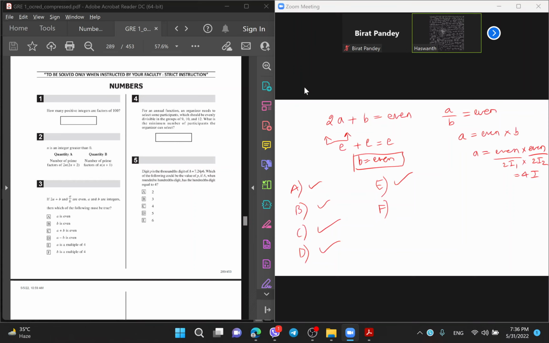Whereas regarding B, we cannot say that, because all we know is B is an even number. If it is an even number, is it also a multiple of 4? That we don't know. But regarding A, we are able to select that option because A is a product of even numbers. It will definitely be a multiple of 4. But with respect to B, we don't have any such information. So it can be a multiple of 4 or it cannot be. All we can say is it is an even number. So A, B, C, D you can easily select. In selecting E, you have to be a little careful.